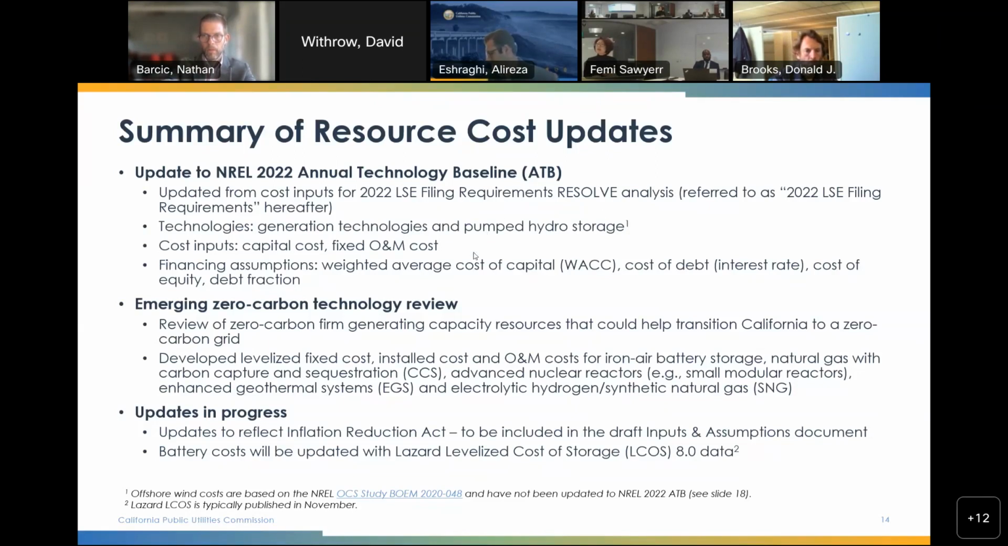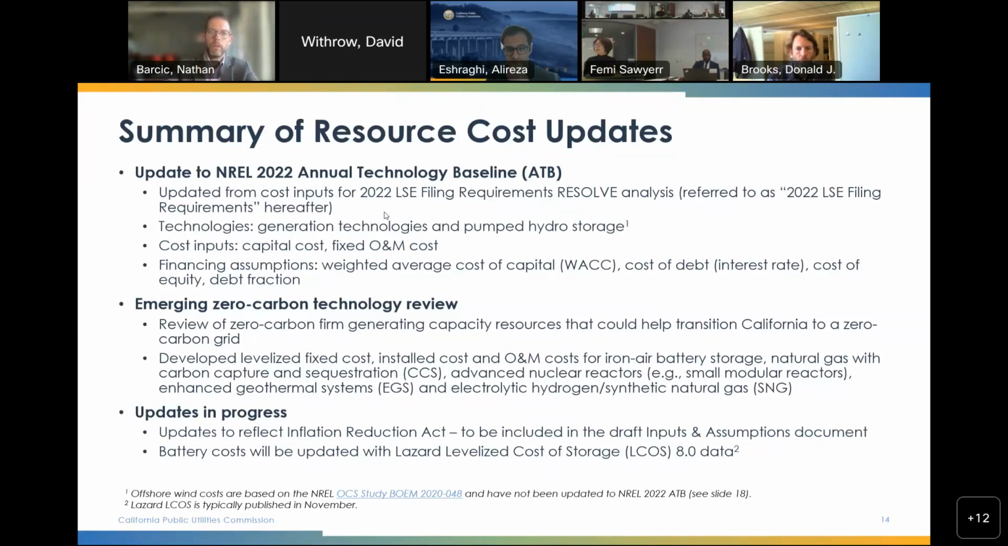Some updates that are in progress. So we're still working to incorporate the impacts of the Inflation Reduction Act. I'm going to present some draft results today, but just know that more updates will be included in the draft inputs and assumptions document. We also plan to update the battery storage costs to the Lazard levelized cost of storage to a later version, which is expected to come out in November.